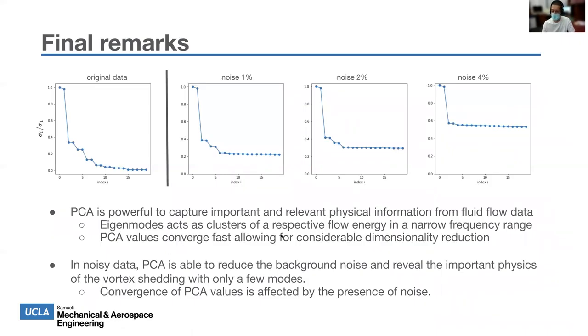And the eigenmodes can act as clusters with respect to the flow energy in a narrow frequency range. And the PCA eigenvalues have a fast convergence, which allows for dimensionality reduction. Just to close, I'm going to say that in noisy data, we can use PCA to reduce some background noise and still be able to reveal the important physics that we see, such as the vortex shedding, as we see in this small example.